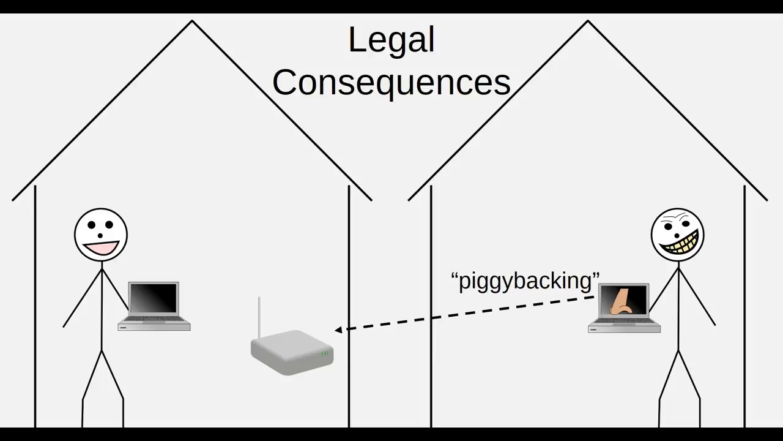Perhaps most importantly, there are potential legal consequences to piggybacking. If somebody connects to the internet from your router, then all of their online activity can be traced back to your network. Any illegal activities that they participate in, such as uploading or downloading malware, pirating media, or downloading illegal pornography, will appear to be happening in your home.